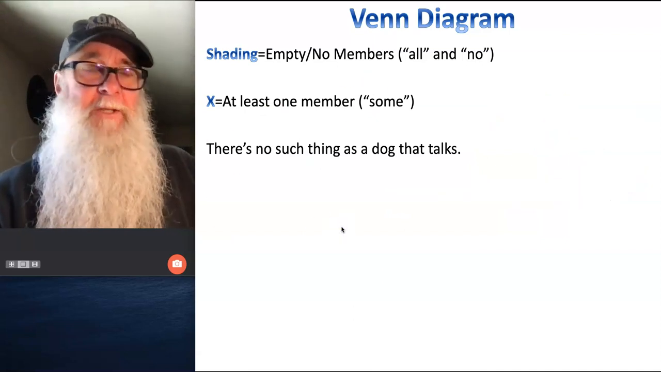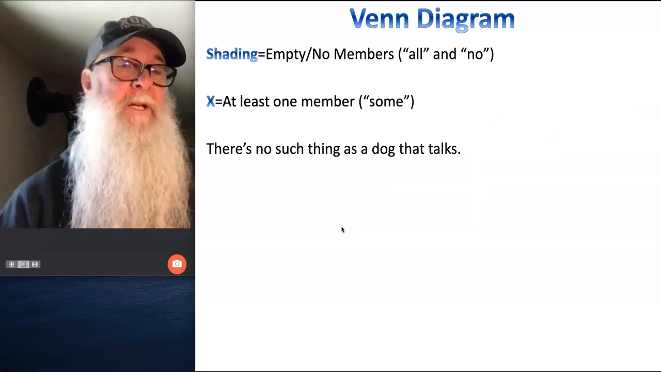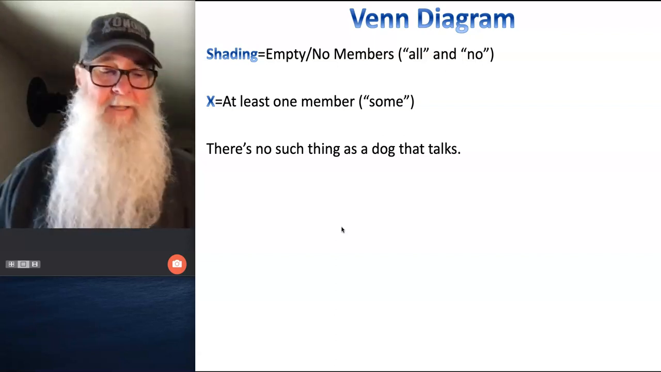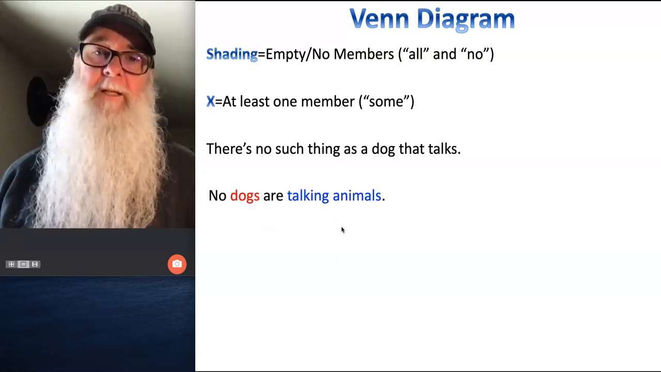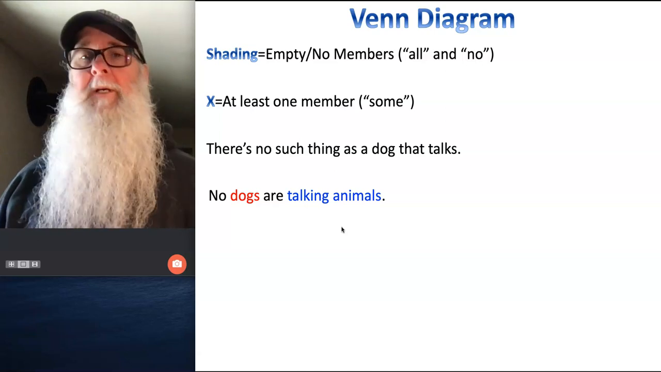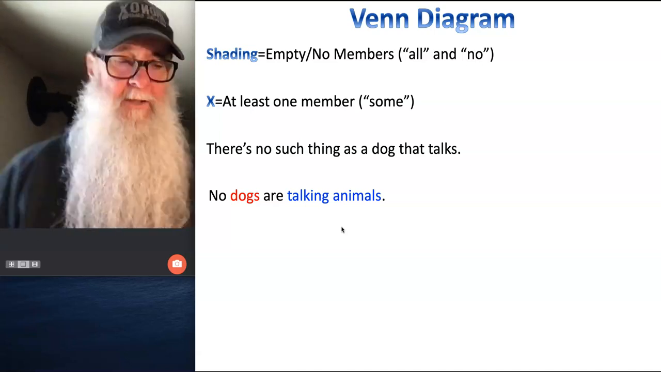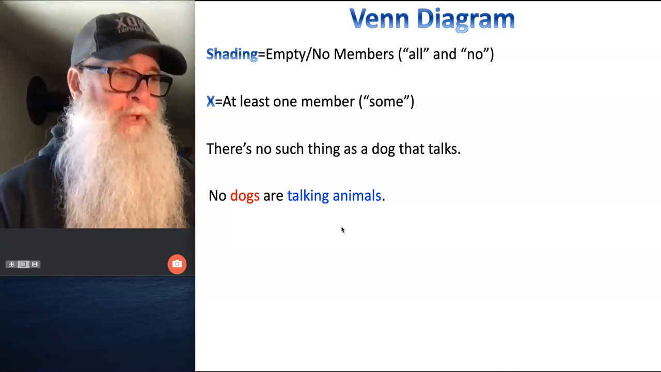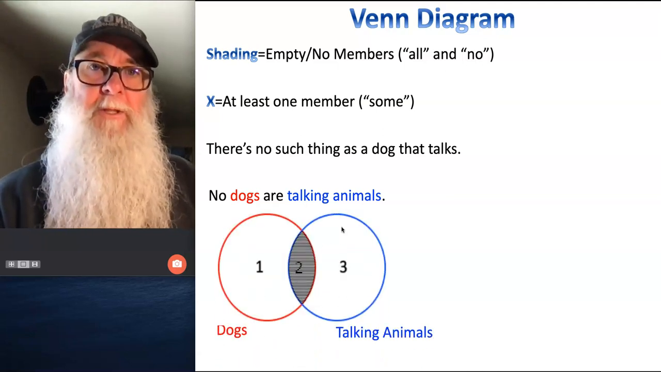There's no such thing as a dog that talks. There's a couple of different ways, actually 3 different ways that you could have translated this. One way is simply something like this. No dogs are talking animals, or no talking animals are dogs, something along those lines. If you translated it this way, your Venn diagram should look like this.